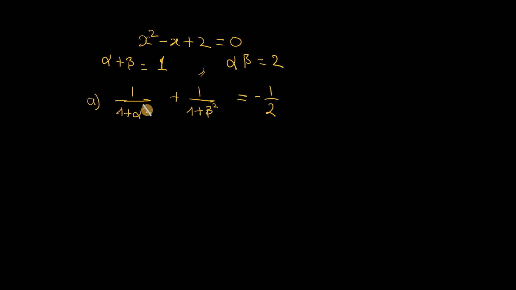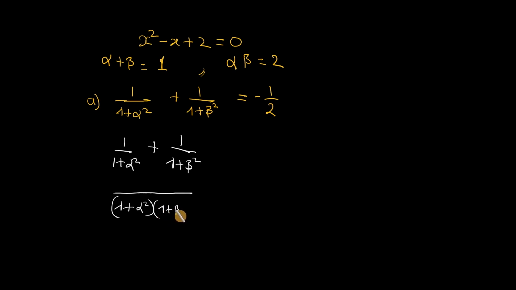We are required to show this. To show that the left hand side of this equation is equal to the right hand side, we need to start from the left hand side, and then we show that the left hand side is equal to the right hand side of the equation. That is 1 over 1 plus alpha squared plus 1 over 1 plus beta squared. We take the LCM, which is the product of these denominators: 1 plus alpha squared times 1 plus beta squared.